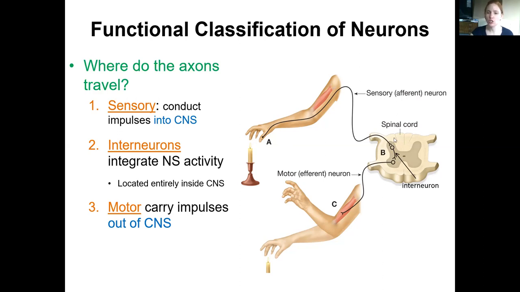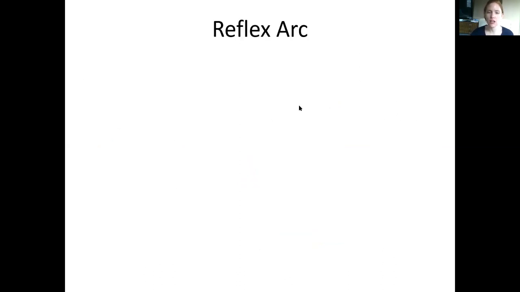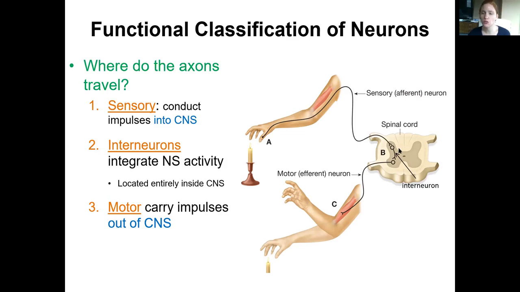Then we have interneurons. Inter means between. So interneurons are going to be found entirely within the central nervous system. Those are used for processing and integrating the information with other areas of the central nervous system. And then we have motor neurons, which bring information away from the central nervous system towards effector cells, such as a skeletal muscle or a gland or those kinds of things. So sensory information towards the central nervous system, motor neurons bring information away from the central nervous system.